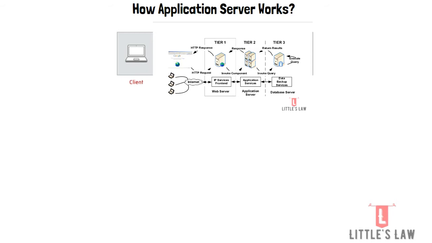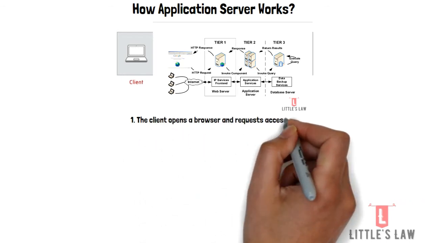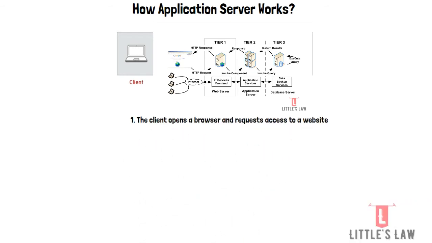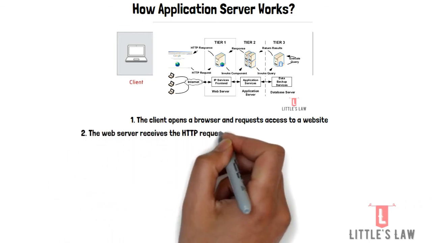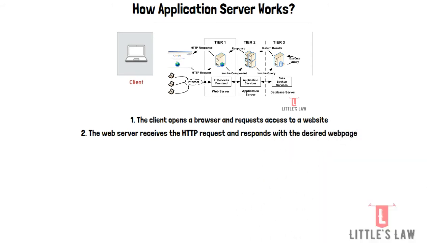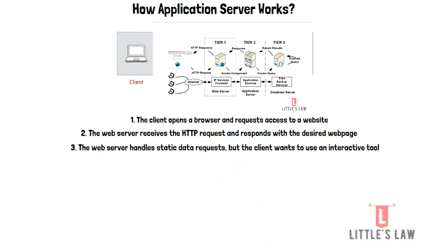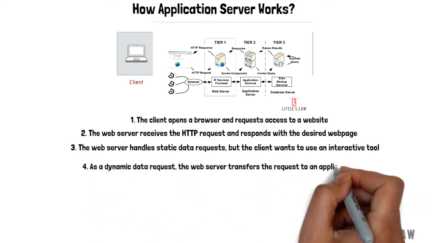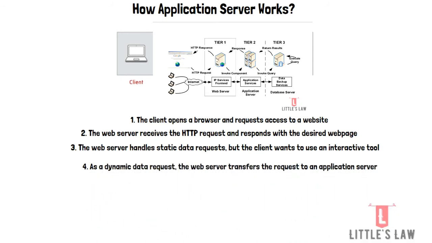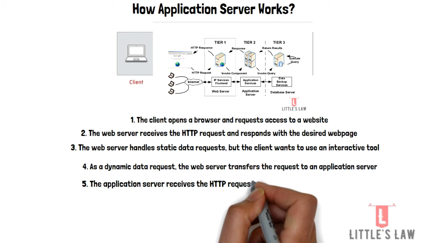The client opens a browser as the first action and requests access to a website. And as a second action, the web server receives the HTTP request which is sent by the user and responds with the desired web page. So as the third step, the web server handles the static data request, but the client wants to use interactive information. And for that, a dynamic data request, the web server transfers the request to an application server.